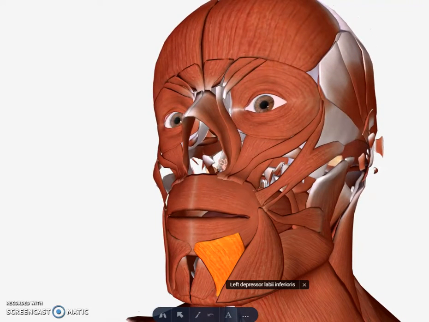This is the depressor labii inferioris. It draws the lower lip down towards the chin. The origin is the mandible. The insertion is the orbicularis oris.